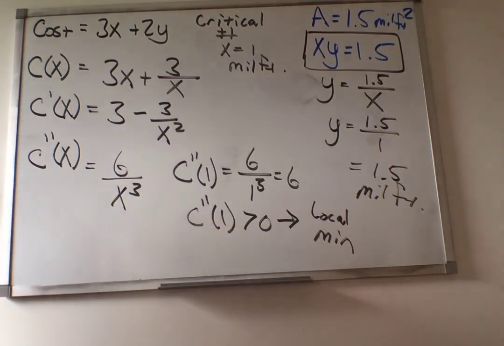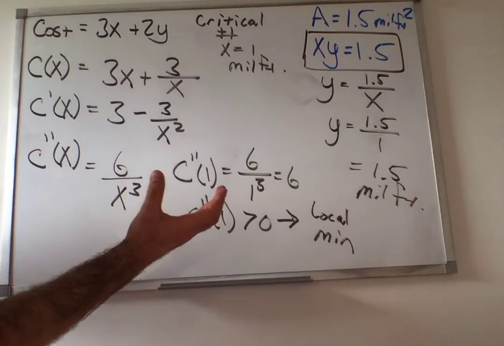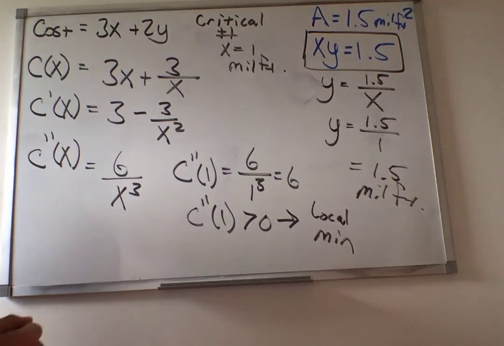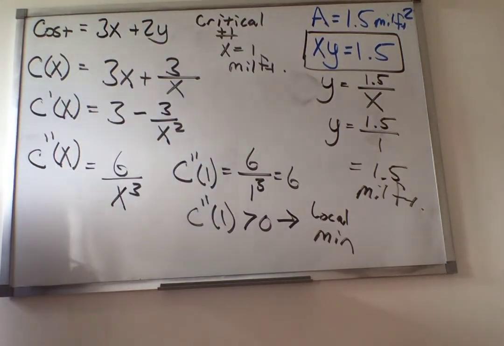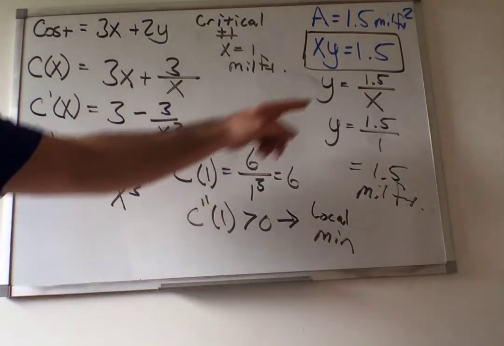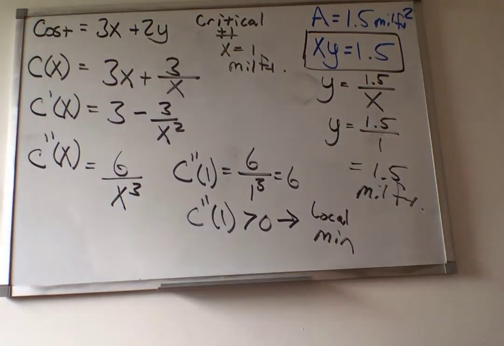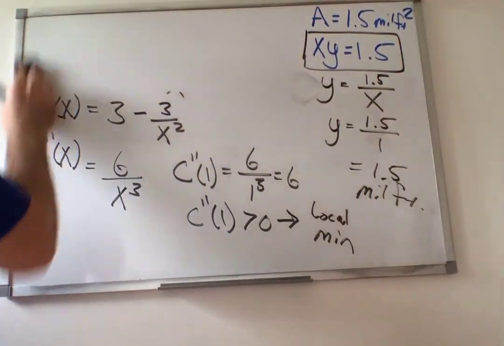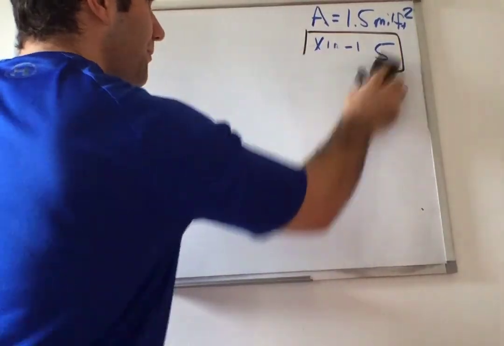Since it's greater than 0, it opens upward. Upward is the positive direction. Since I've got to draw it like this, I've got a minimum, okay? If it was negative, it'd be downward. I'd have a maximum. So now I know for sure that this is a local minimum, and this y has to be a minimum as well because that one was a minimum. So the farmer can accomplish this, can minimize the cost.